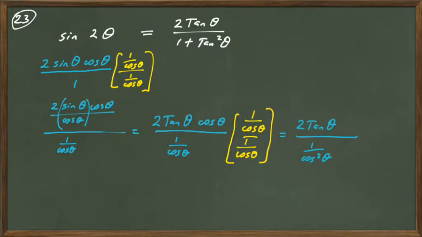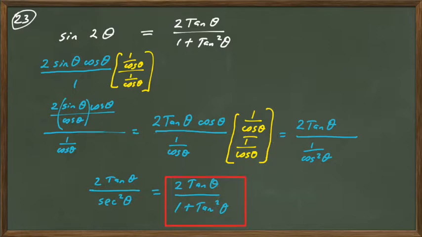And 1 over cosine is secant, so because it's squared would be secant squared. And secant squared is the same as 1 plus tangent squared. There might have been a more direct route, but now I believe I have it matching what we're supposed to match.